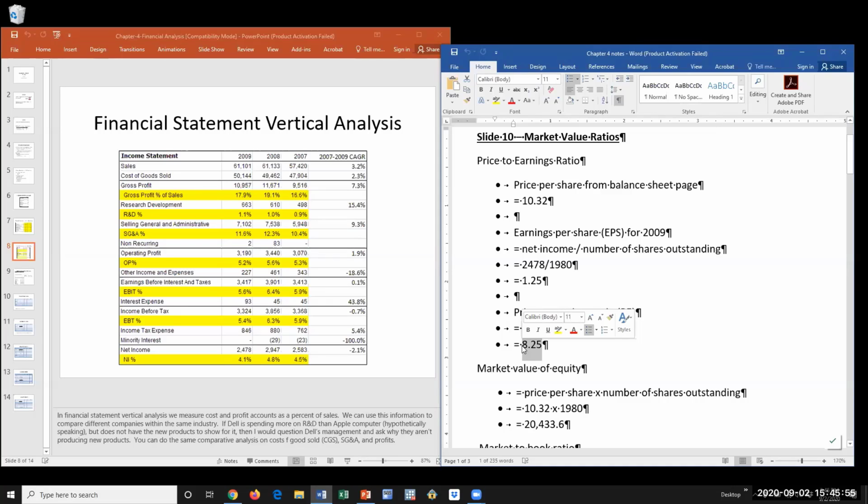And the reason a company might have a PE ratio over 30 is if people think the company's really going to grow earnings a lot in the future. So that means they think the earnings per share are going to grow very quickly, and because of that, they're willing to spend more for the stock.